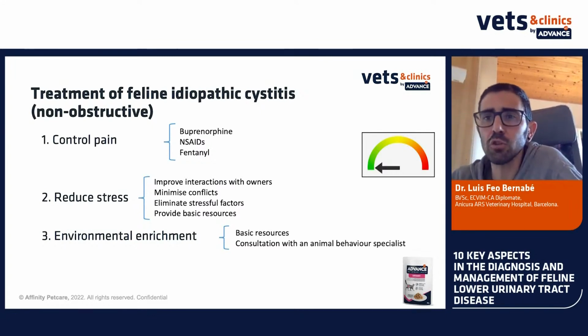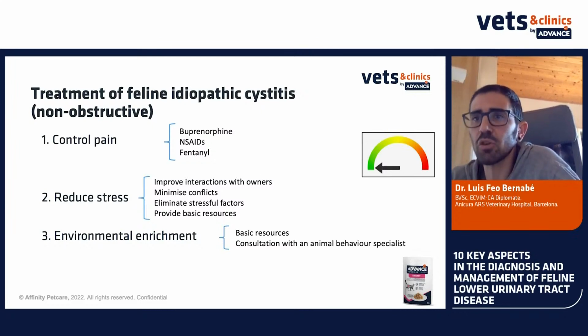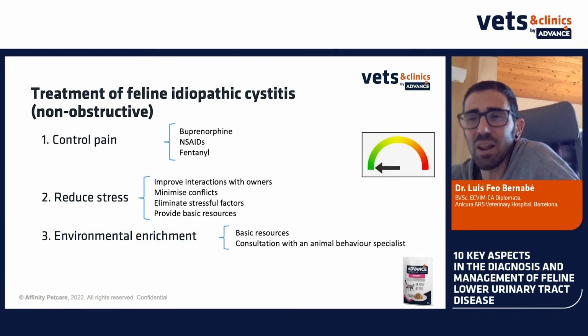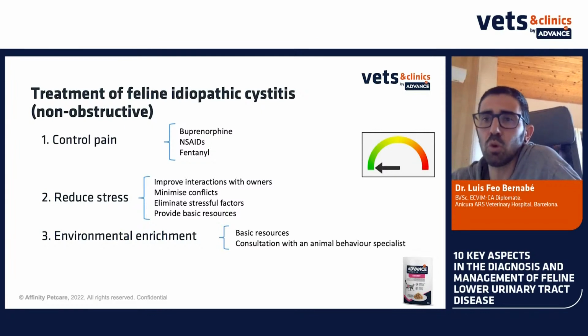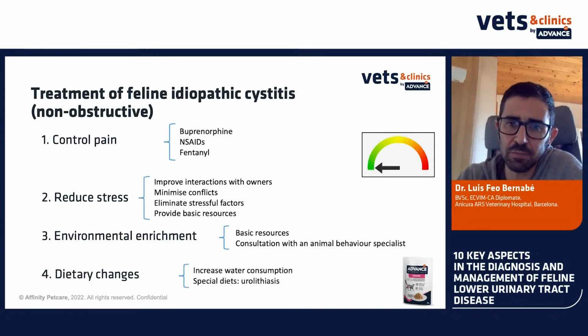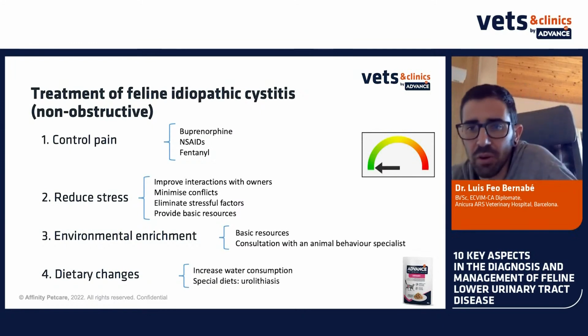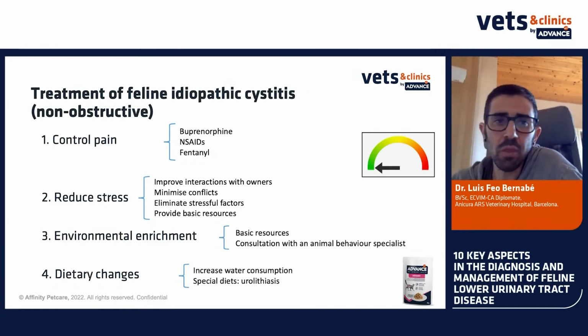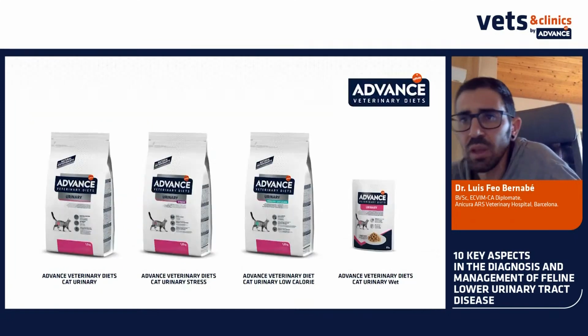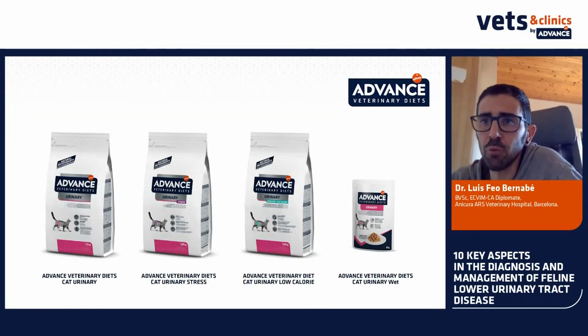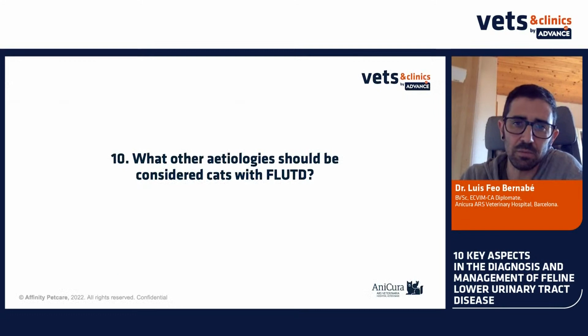But if you also concurrently have urolithiasis or crystalluria that you think are clinically relevant, you need to also give a diet that helps you to control this urolithiasis. And as you can see on the screen, there are a few diets in the market that can help you with that. There can be dry food or moist food. It doesn't matter. Both foods are okay in this situation.